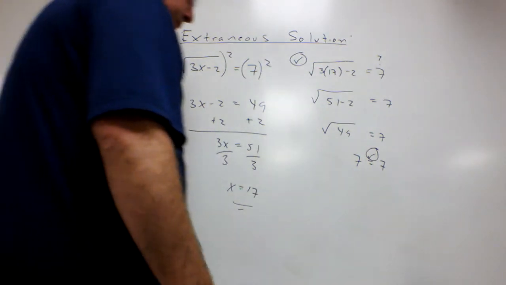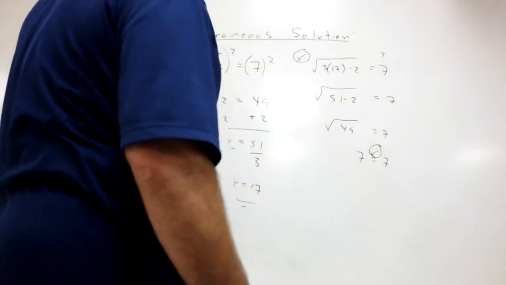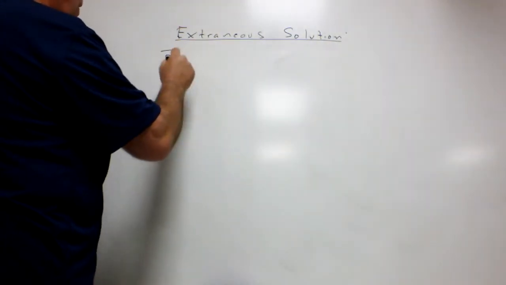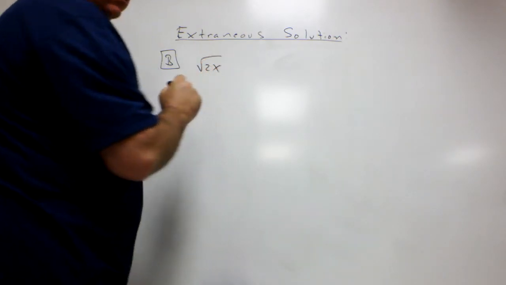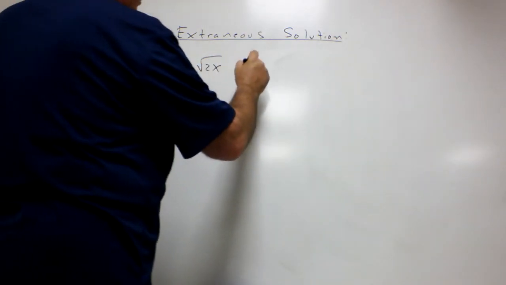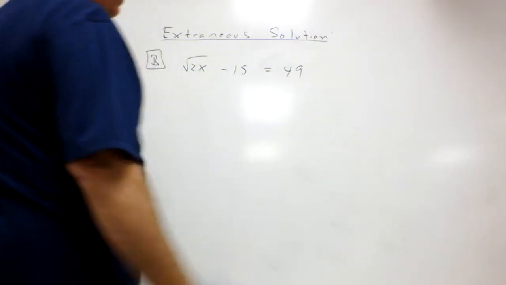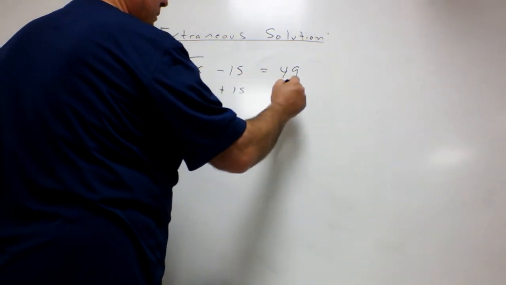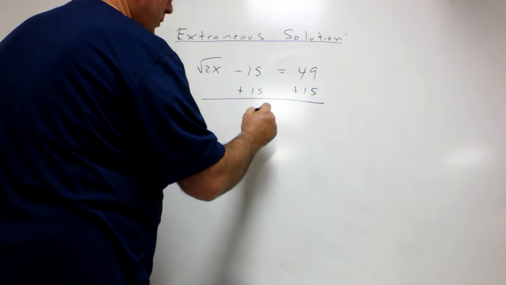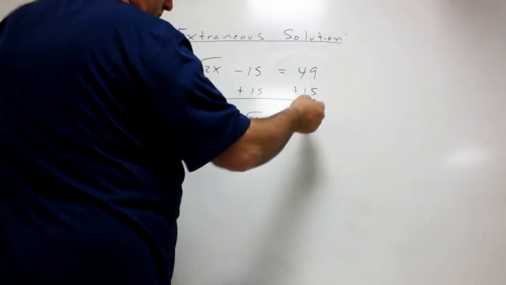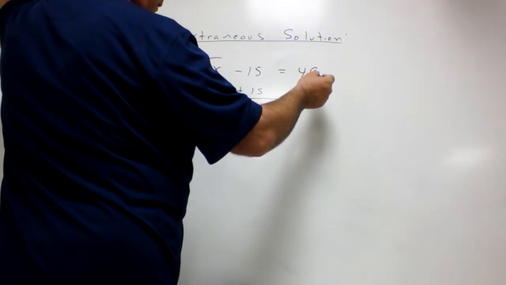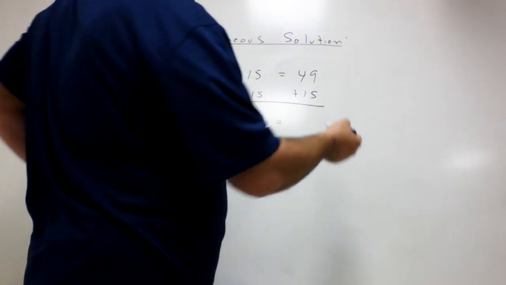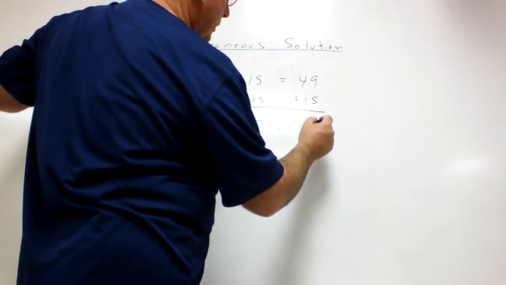Let's try another one. It is the square root of 2x minus 15 equals 49. And to solve this, we would add 15 to both sides, and we get the square root of 2x equals, let's see here, we would add 15 and we would get 64.